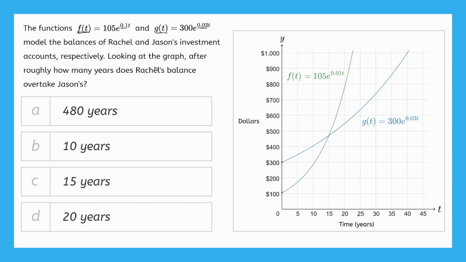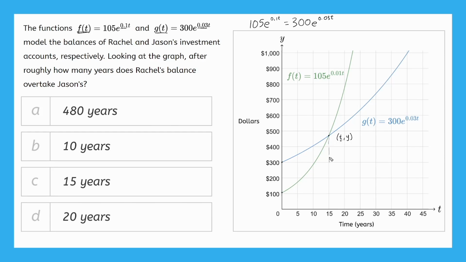And the question is asking us, after roughly how many years does Rachel's balance overtake Jason's? We can see that this intersection point, which as we learned in previous videos, is also the solution to the equation 105 e to the 0.1 t equals 300 e to the 0.03 t. So this point, or the x value, which in this case we're representing with t, so this is t comma y. This value t tells us the solution to this system of equations, and in this case, that is also the point at which Rachel's account surpasses Jason's.